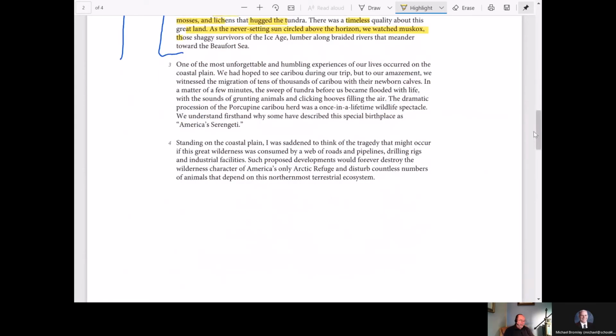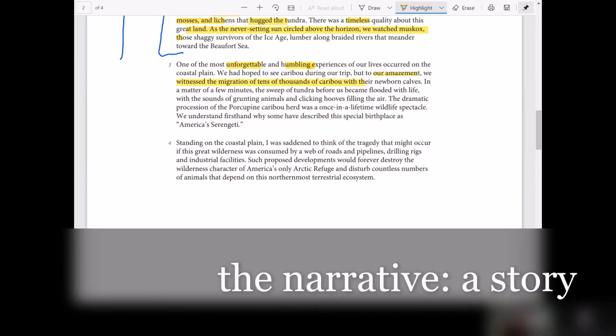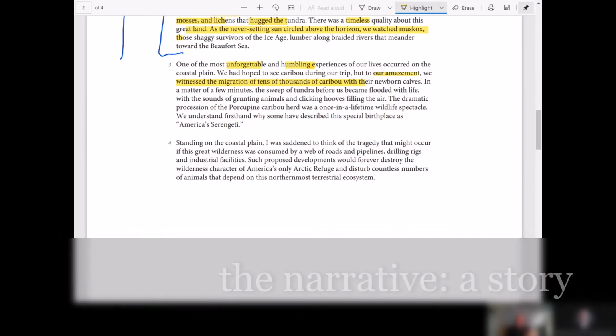One of the most unforgettable and humbling experiences of our lives. So these are all a lot of emotional appeals. Okay. I haven't really seen too much logic yet here. Blah blah blah. We hope to see, to our amazement we were witness. So he's telling a story. He's bringing the reader in as a narrative. In rhetorical analysis, I'm not sure what that would be called, but it's an emotional thing where we humans like to hear a story. So don't forget that.